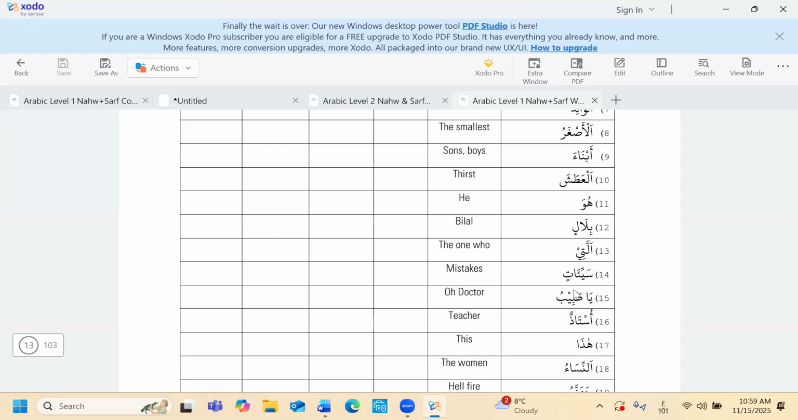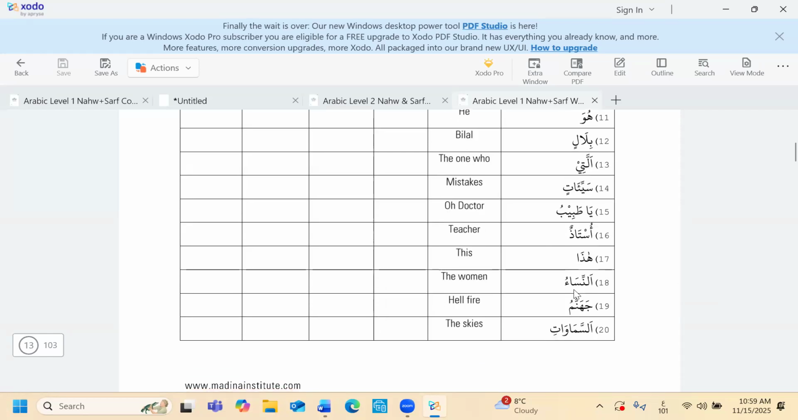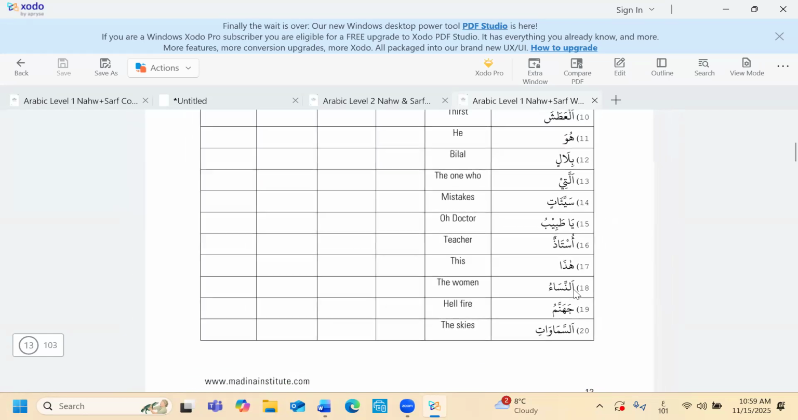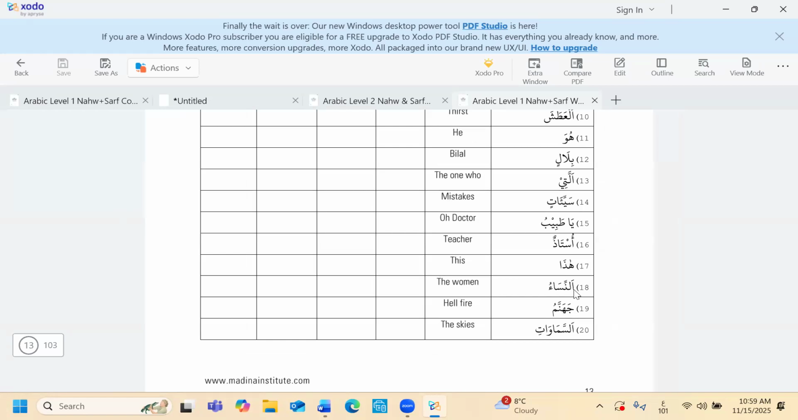All right, and the last one now. We've got a minute. So let's go through the word Jahannam. Jahannamu. Now Jahannamu, is it rafa, is it nasb, or is it jar? It's got a u ending, which means it's going to be rafa.